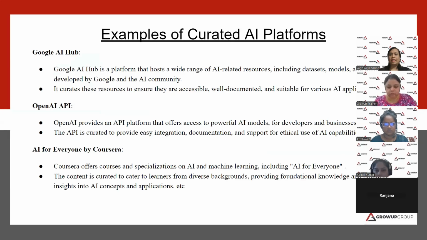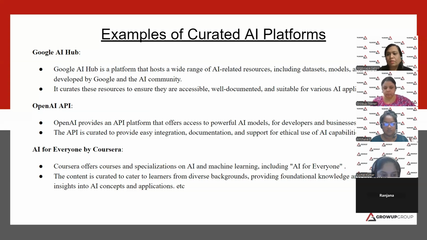Next, we'll look at examples of curated AI platforms. All the companies are using curated AI platforms to do works as a human, like how we interact with humans. Curated AI gives accurate data to the user. There are so many platforms, but the common ones I know are Google AI Hub, OpenAI API, and AI for Everyone by Coursera.